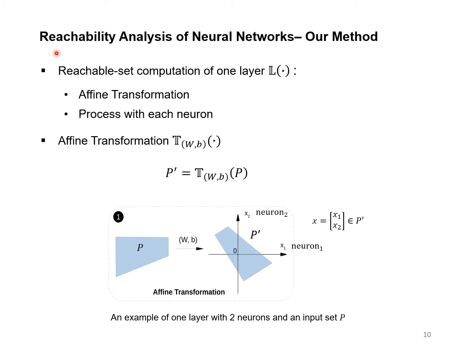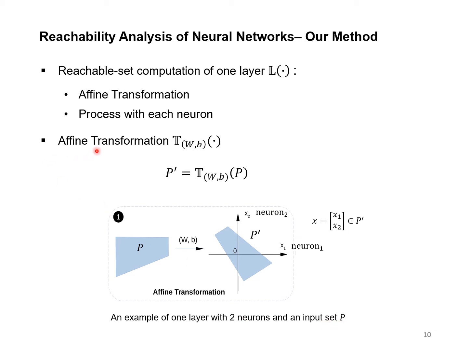After the introduction of the new set representation and its operations, here we present our method for the reachability analysis of neural networks. First, we start with the reachable set computation of one layer, and we denote this process as function L. We assume that one layer includes an affine transformation, then the process with each neuron. And we demonstrate those two processes using an example of one layer with two neurons and an input set P.